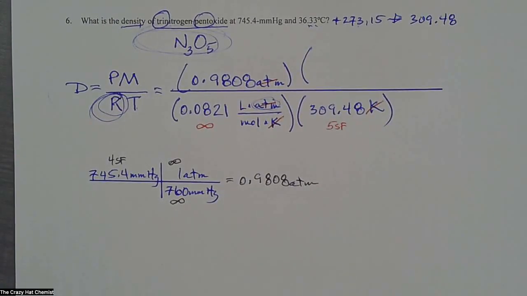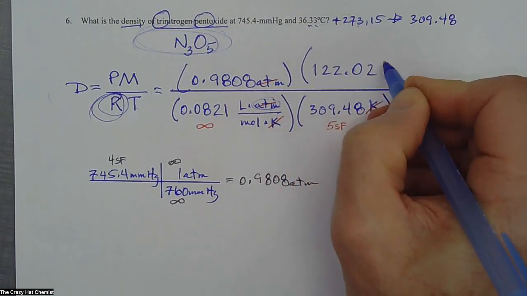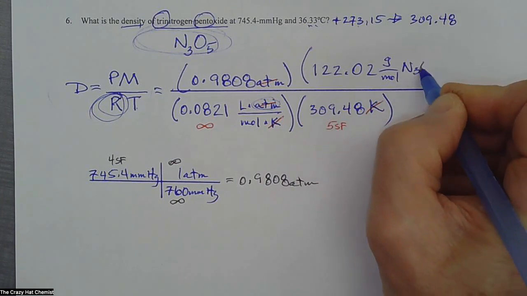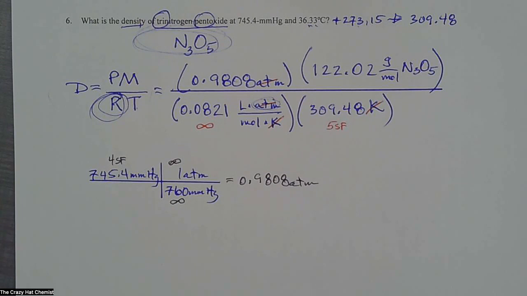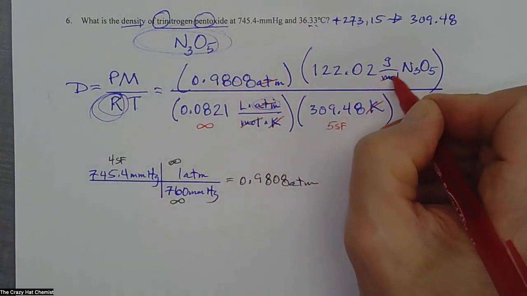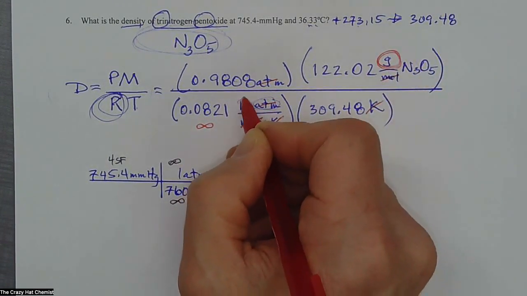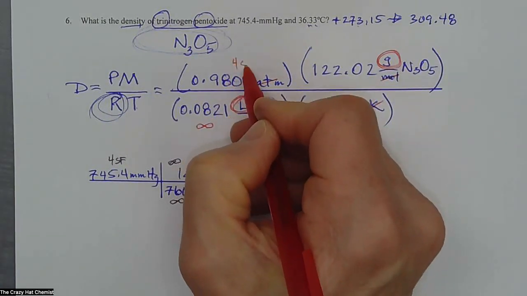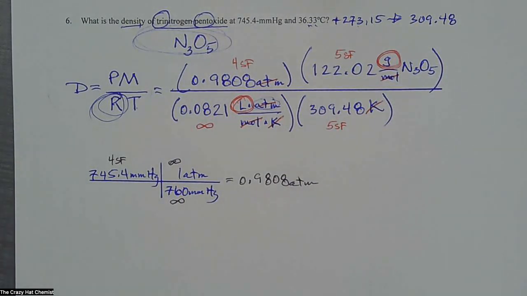And so that number is going to be 122.02 grams per mole of trinitrogen pentoxide. Okay, and then you should see right here that the moles cancels out. What I'm left with is in the numerator grams, in the denominator liters. Okay, this number has 4 significant figures. This number has 5 significant figures. So my ending significant figures are going to be 4 significant figures.